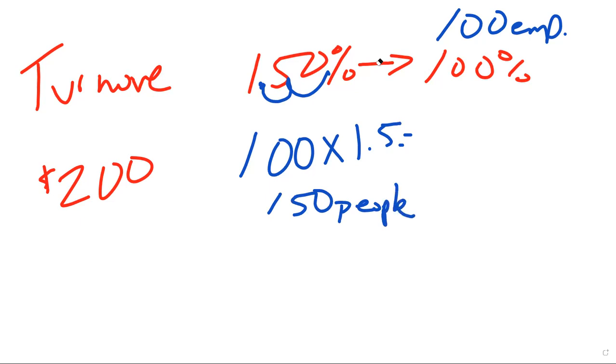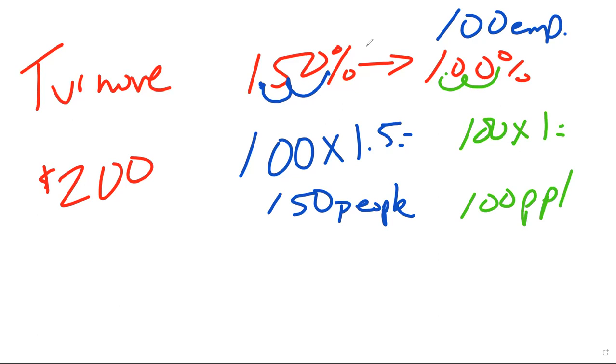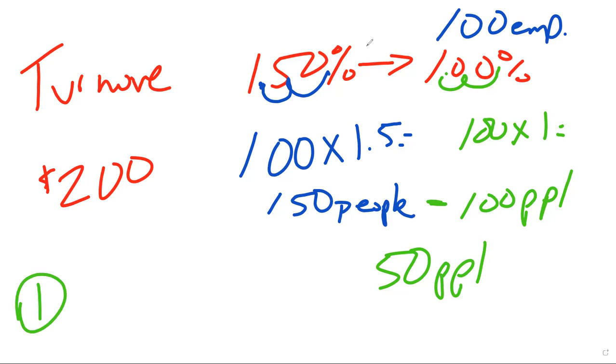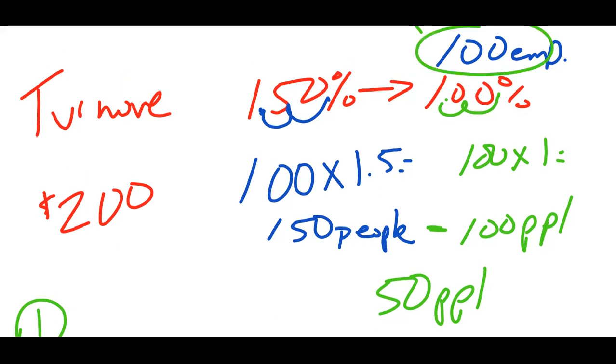100 as a decimal is just one, right? So 100 times 1 equals 100 people. So if we reduce from 150 to 100, that's where we get that 50 people again. So one way, option one, is to just subtract the percentage and multiply by the number of people. And then you can multiply that by the rate.